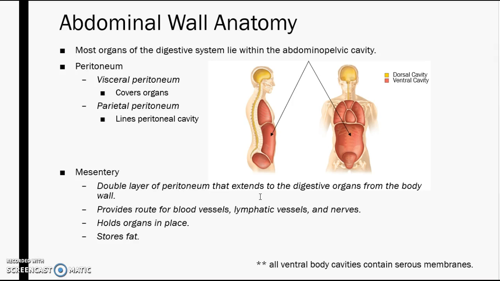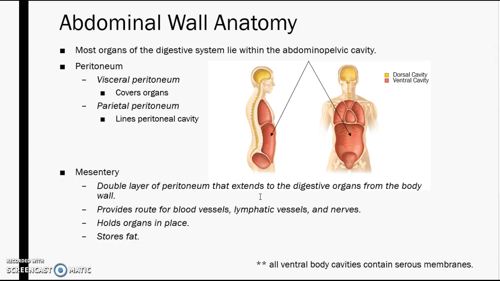All right, let's take a quick look in review of the abdominal wall anatomy, since this is where our abdominal organs lie. Most of the organs of the digestive system lie in the abdominal pelvic cavity, and that cavity is lined with peritoneum, and then the organs within that cavity are covered with peritoneum. The peritoneum covering the organs is visceral peritoneum, and the peritoneum lining the cavity is parietal peritoneum. You should remember that from way back in A&P 1.